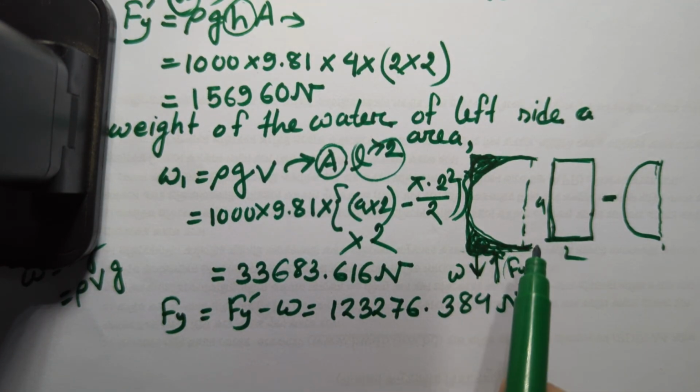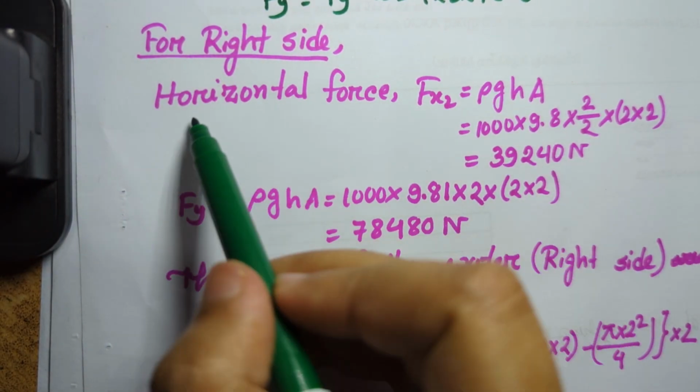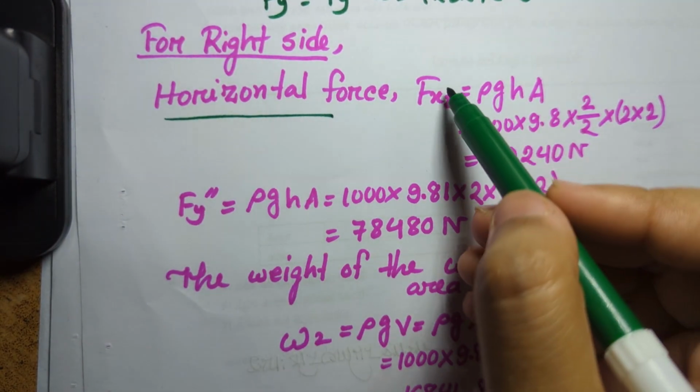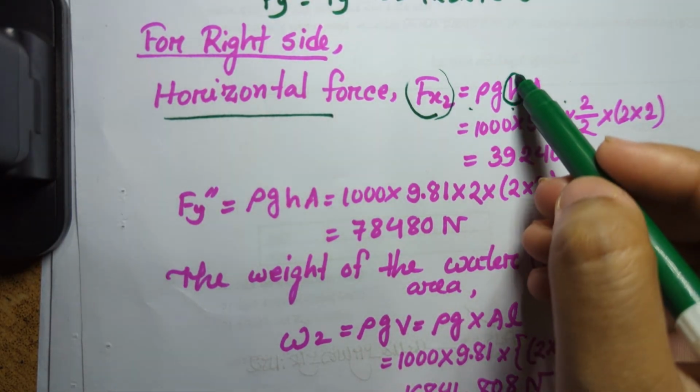In this way we will also find the right side forces of the cylindrical gate. Now we will see the right side forces. This is the horizontal force for the right side, which is denoted by Fx2, which is rho g h a. Here how much is h?